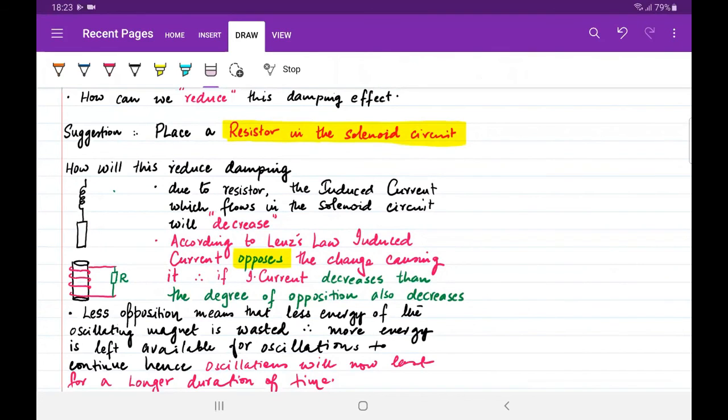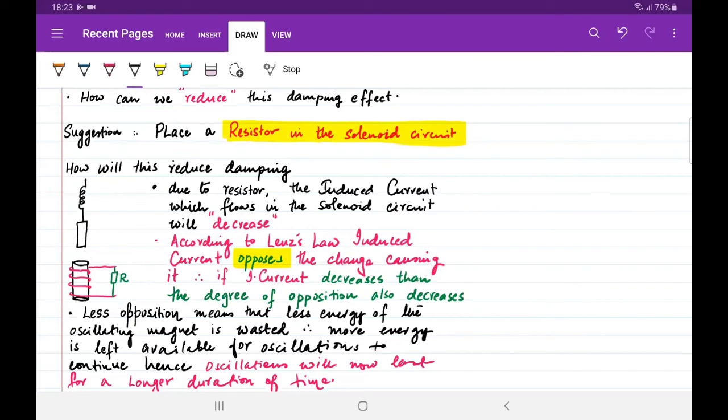So the suggestion is, let's place a resistor in the solenoid circuit. And if you look at the diagram, you can see that I have placed a resistor in the solenoid circuit. Now, how will this reduce the damping effect? Placement of the resistor, how would that reduce the impact of damping? इसकी wordings देख लो, फिर मैं conclude कर देता हूँ.